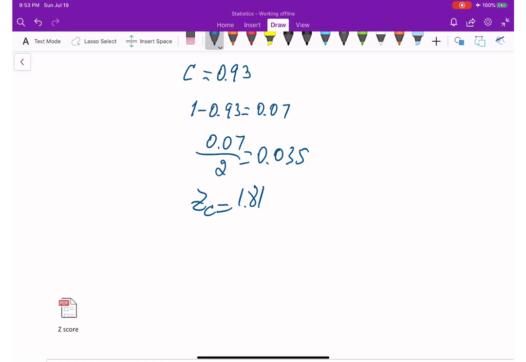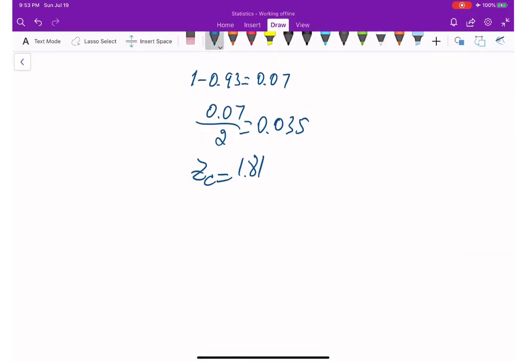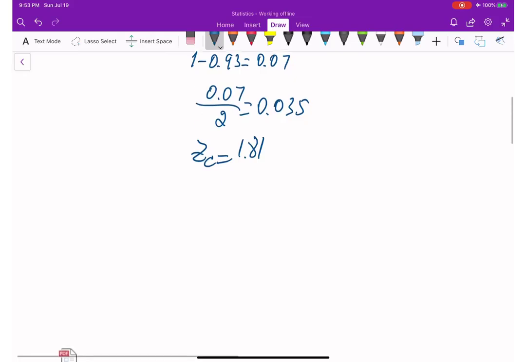Next we are going to do margin of error. What is margin of error? That's the maximum value that error can have. Okay, so what do we have? Find the margin of error for the given value of C, sigma and n. Okay, this is what we are given.